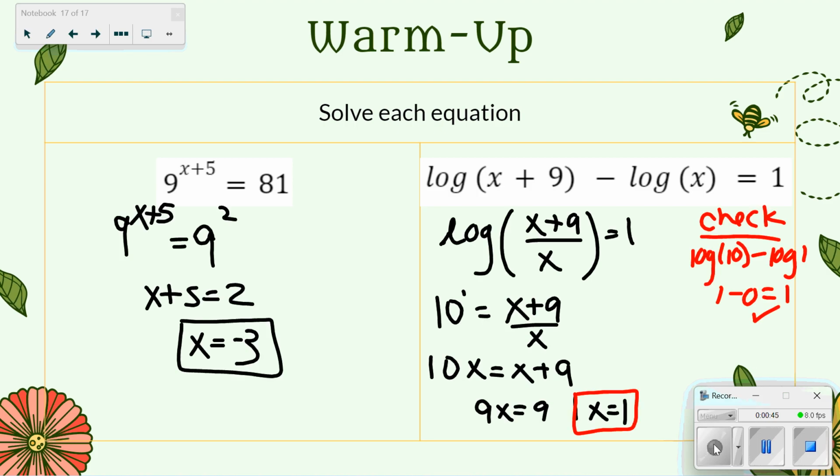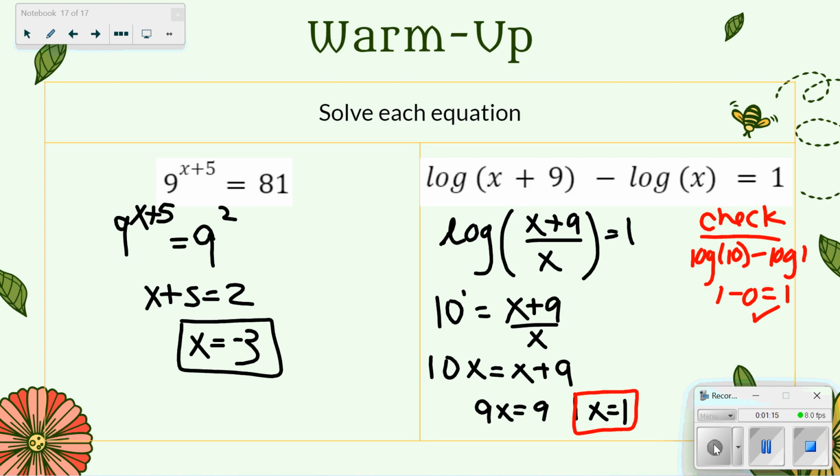All right, so solving the first one, it's an exponential equation. Noticing that 9 and 81 could be rewritten as common bases, common base here with 9. Once you have that, then you go ahead and set your exponents equal to each other and find that x equals -3.